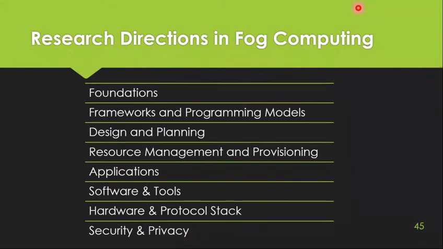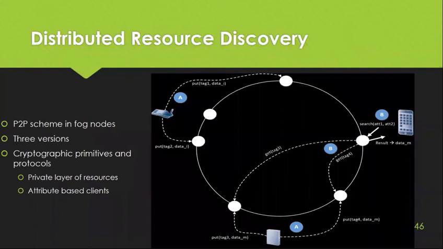I'm going to come in a moment to security and privacy and talk in a bit more detail about it. So let's talk about an example of resource management, then move to security and privacy in fog nodes, which is the last part of tonight's talk. An example that we did is distributed resource discovery. We used a peer-to-peer scheme in fog nodes to create basically a peer-to-peer overlay, and we designed three versions, which have been presented at different events in London, in Barcelona, and in Lausanne, using this model with different ways of creating a private layer of resources. So here, everything is distributed. There is no centralized computation.